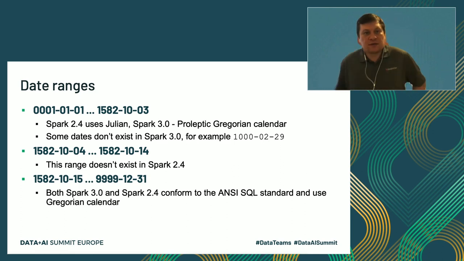The next range is from 4th October to 14th October of 1582. These dates don't exist in Spark 2.4 because the hybrid calendar doesn't have them, and in Spark 2.4 any dates from this range will be shifted to the next valid one. This is the behavior as is. But Spark 3.0 is able to load them without any problems. The next range, up to year 10,000, both Spark 3.0 and 2.4 conform to the ANSI SQL standard and work in the same way. There is no difference.